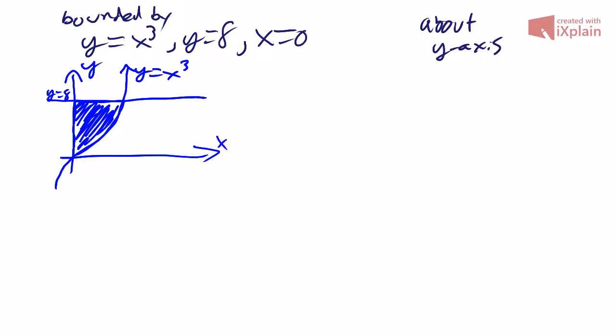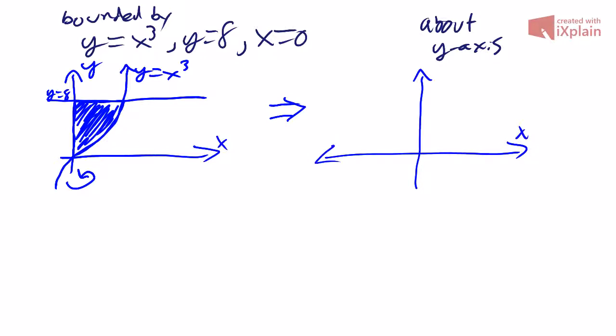Okay, so we're going to rotate that about the y-axis, and it's going to generate our solid. So let's draw that. Okay, so we have x cubed. And now we draw the mirror image on the other side of the y-axis because we're rotating about the y-axis. And we have circular cross sections.